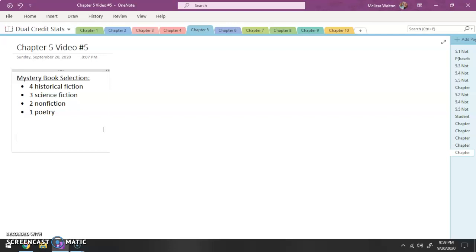My son is a fourth grader, and he has a place in his classroom's library where he's able to go and pick a mystery book. You're allowed to pick a book. You don't know what it's going to be, but that is the book that you're going to read. And let's say that there are 10 different books in his mystery book selection. He's got 4 historical fictions in there. He's got 3 science fictions, 2 nonfictions, and 1 poetry.